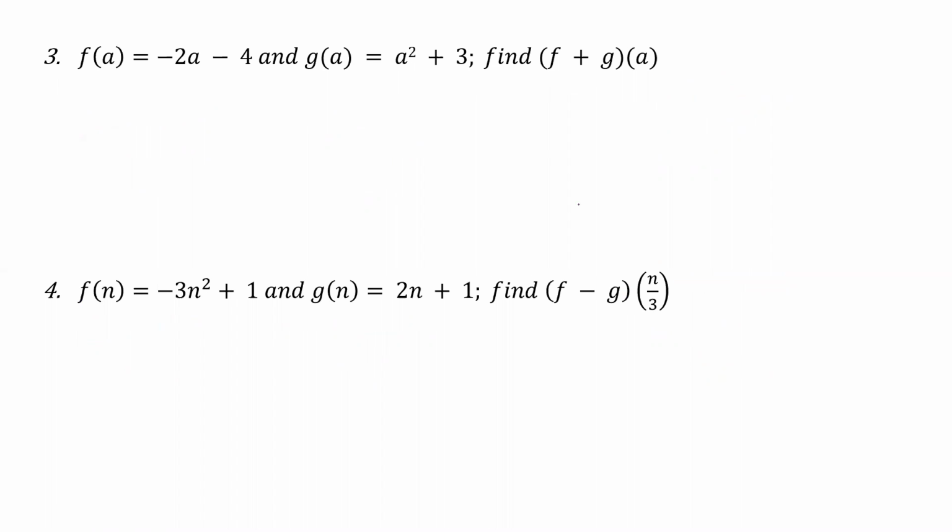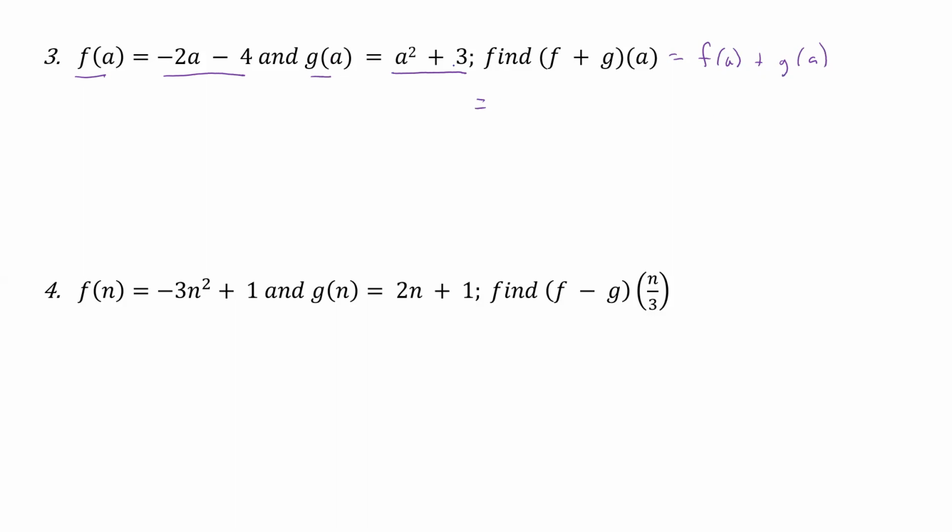So these are cases where we're adding different things instead of numbers. So now we're taking this one and we're plugging in a. So what we want to do is find f of a plus g of a. Well, f of a is equal to negative 2a minus 4. g of a is a squared plus 3. So we just plug those in there.